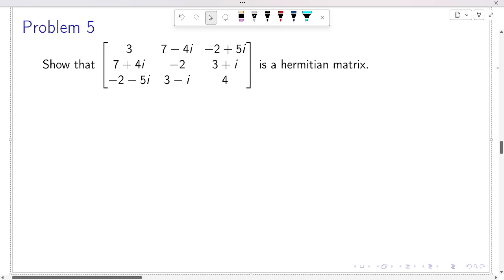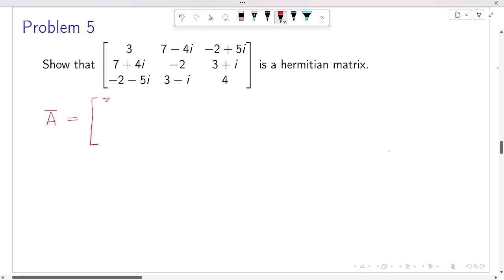Let us move to problem number 5. This is the simplest problem in this exercise. Show that this matrix is Hermitian. So we need to prove that A conjugate is equal to A. So let us calculate A conjugate. Let us first write A conjugate.